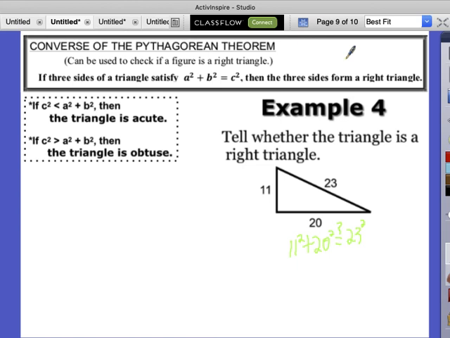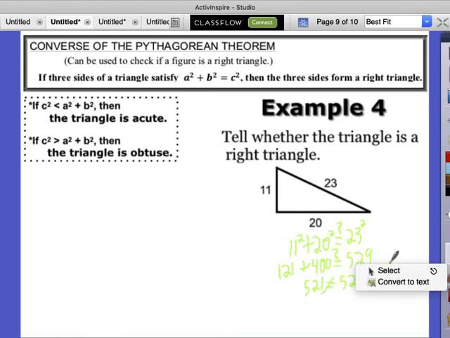Okay, and what is 11 squared? 121. So if it satisfies this, then it'll be a right triangle. What's 20 squared? 400. And what's 23 squared? 529. How do you know that? Oh, because I already did it. Okay. 121 plus 400 is 521. Does 521 equal 529? No, if you add 8.